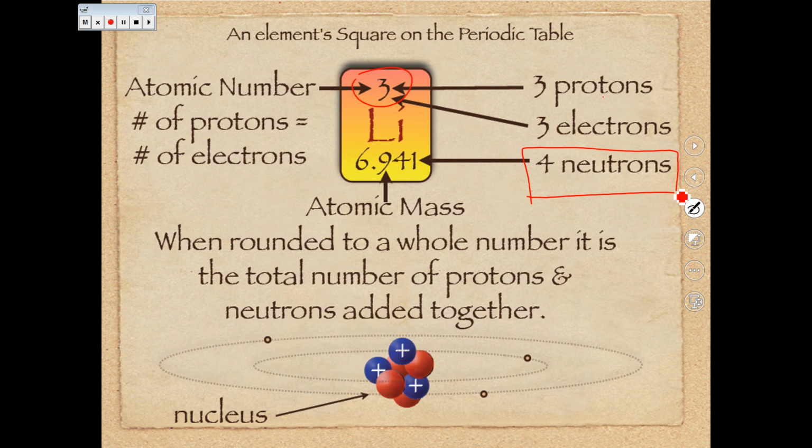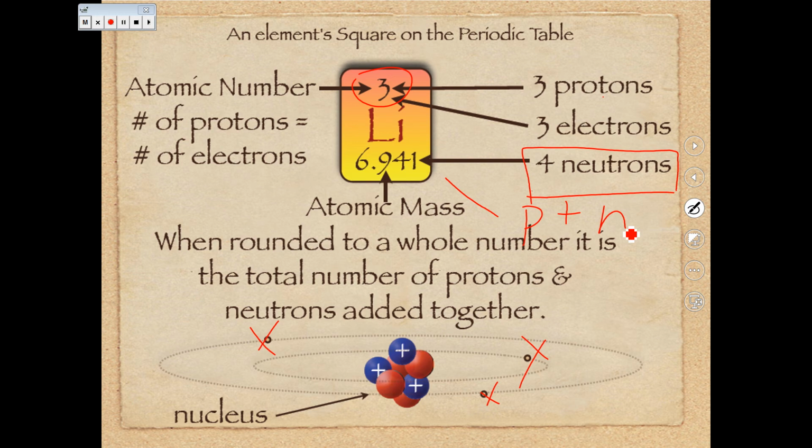Well, if you remember, the nucleus is where the protons and neutrons are. The mass of an atom is all based on the mass of the nucleus because these electrons are so small, their mass is negligible. So the atomic mass of 6.941 is the mass of the protons and the neutrons.